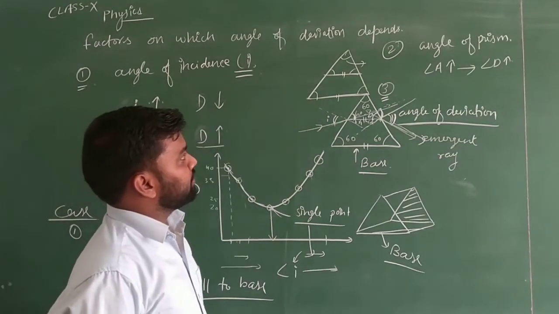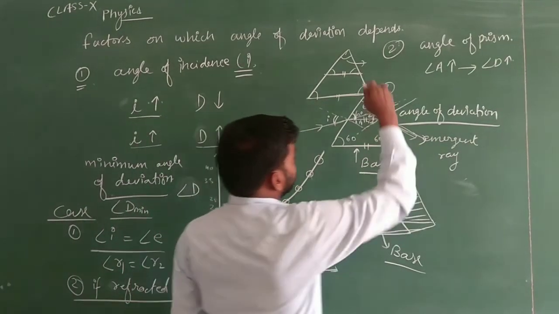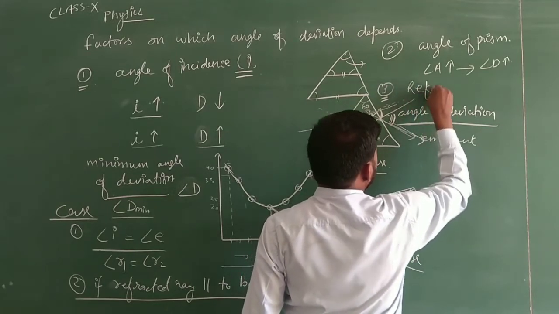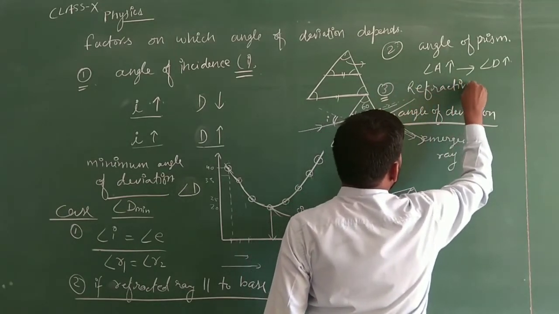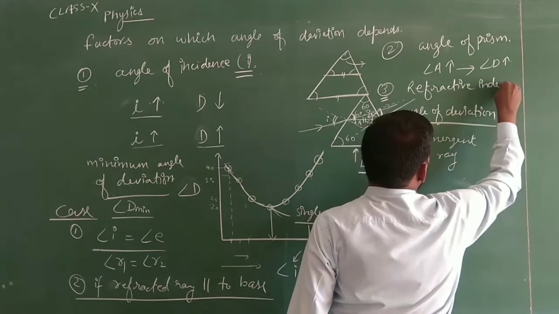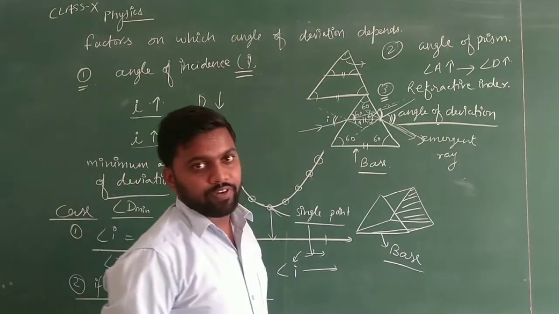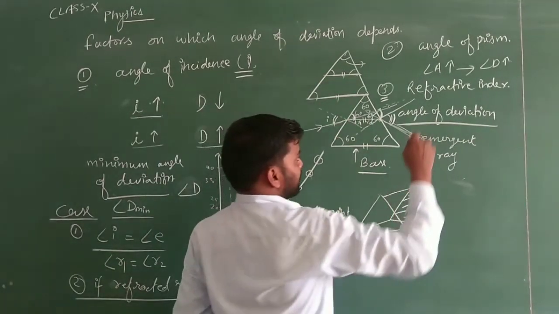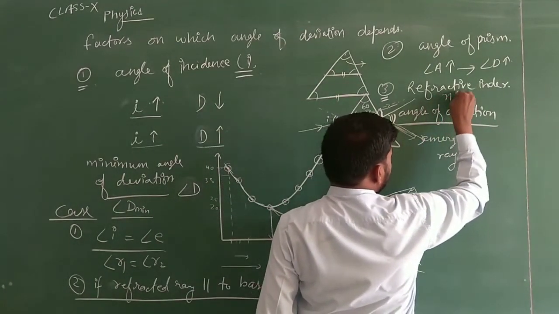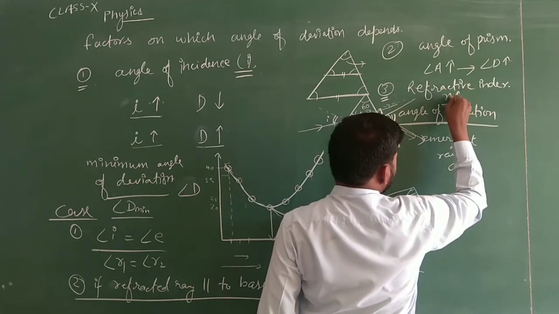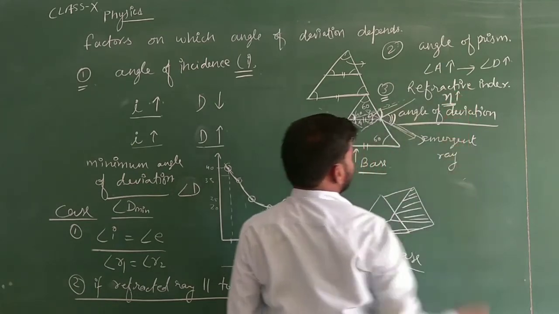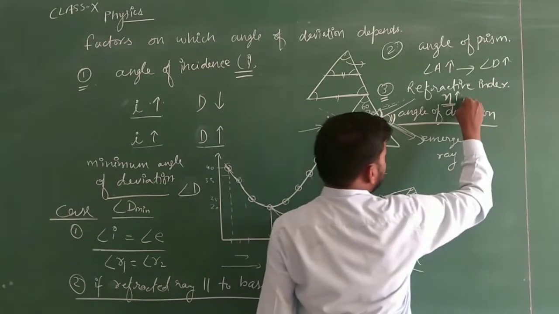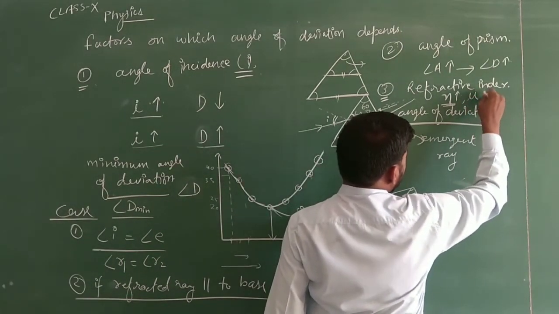In the next case on which the angle of deviation depends, that is the third point, if we are increasing the refractive index of the light which is inside the prism. Okay student, we generally show it by eta. In most books you can also find that it is shown by nu.